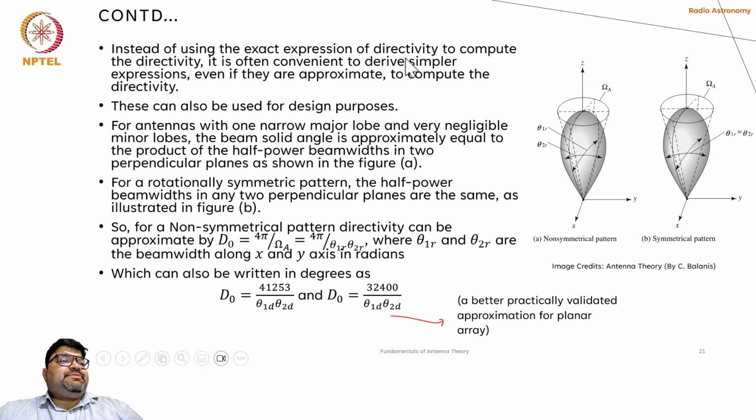Instead of using an exact expression of directivity to compute it, it is often convenient to derive simpler expressions, even if they are approximate. Essentially, for a non-symmetrical pattern, directivity can be approximated as D naught equal to 4 pi over omega A, where omega A is the beam solid angle. If you have the beam widths along x and y, that can also be written. Then D naught becomes equal to these values.